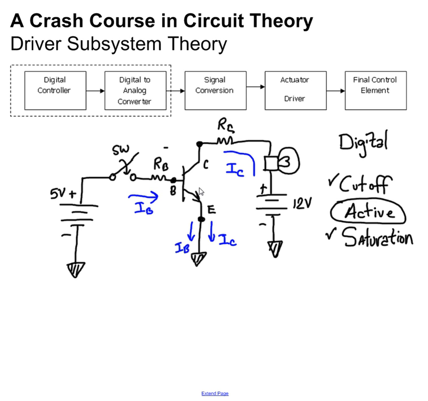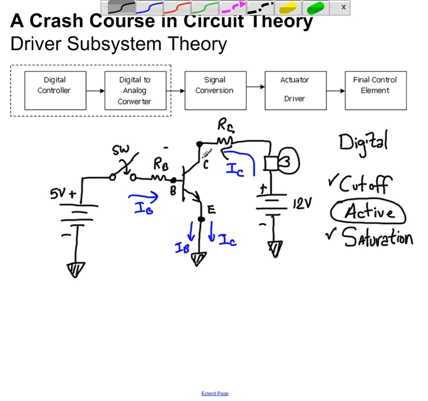In the cutoff region, what happens is that the current into the base of the transistor is very, very low. When the current into the transistor is very, very low, the internal resistance of the transistor is extremely high, which means very little current will be able to flow into the collector. We're talking on the order of gigaohms or megaohms.